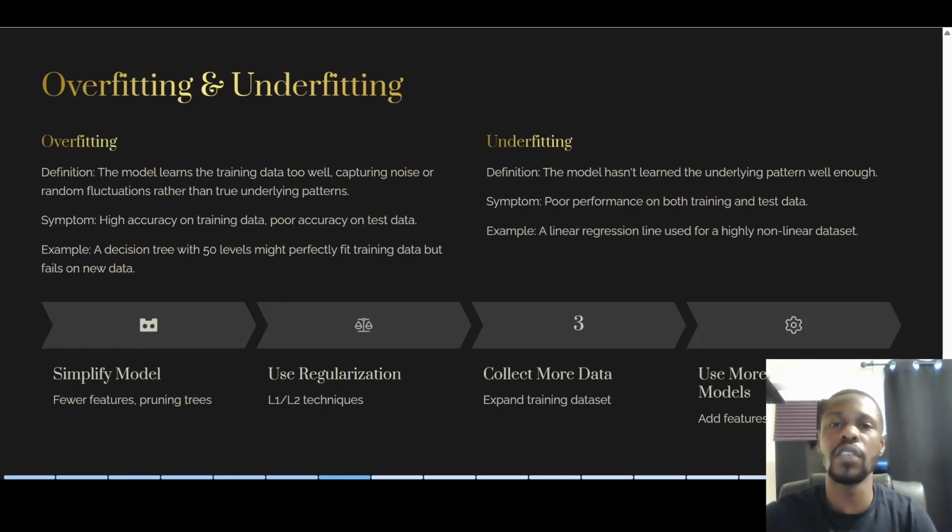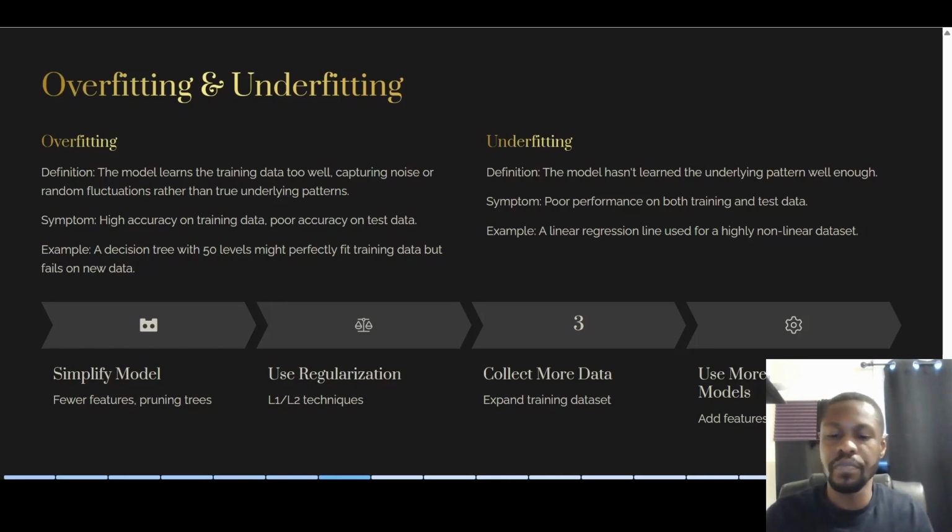It's being too specific with training data and not understanding the underlying patterns. I hope that makes sense. Underfitting is essentially the opposite. So the model hasn't learned enough. The model hasn't learned the underlying pattern well enough. And so the symptom is it will simply have poor performance on both training and test data.